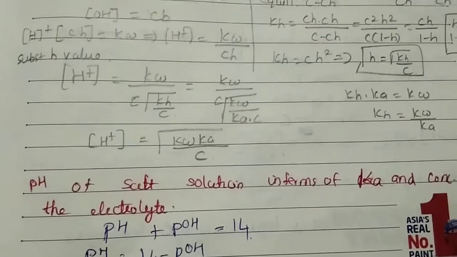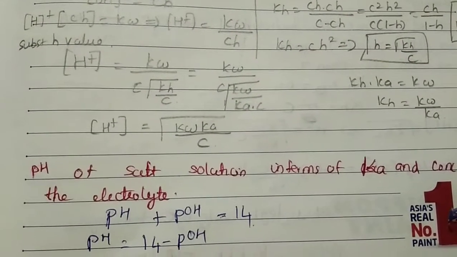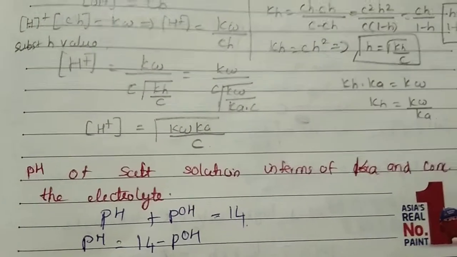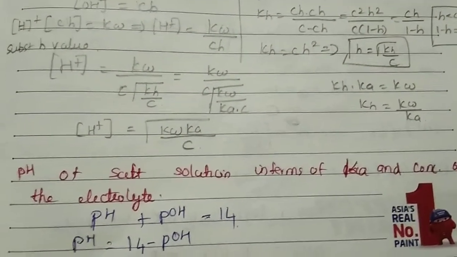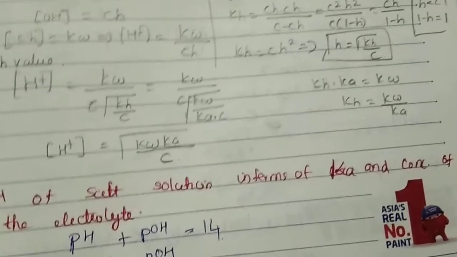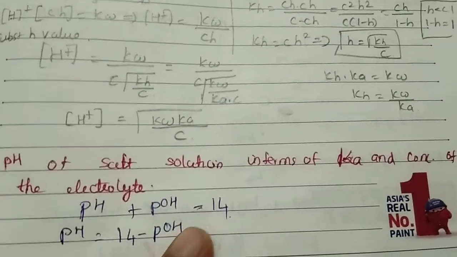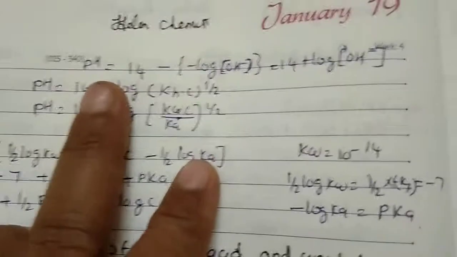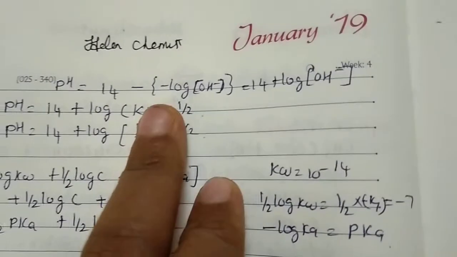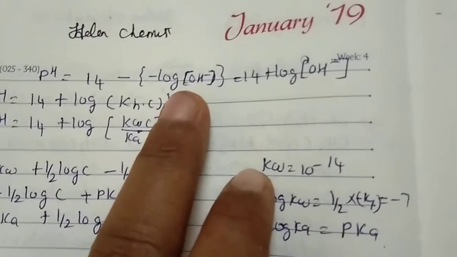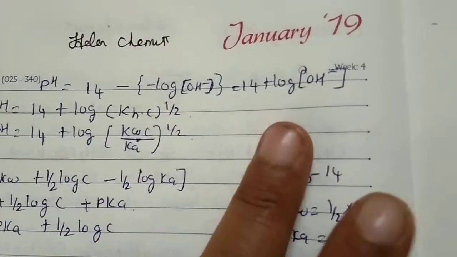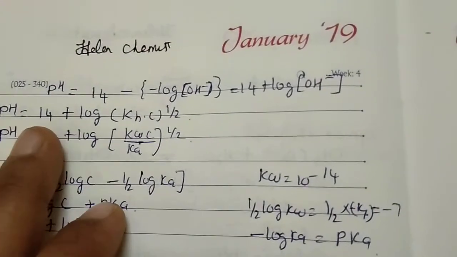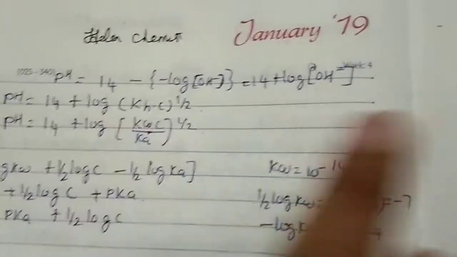Then pH of salt solution in terms of Ka and concentration of the electrolyte. pH plus pOH equals 14, so pH equals 14 minus pOH. On taking logarithm, pH equals 14 minus (minus log OH), which gives 14 plus log OH. So pH equals 14 plus log OH value.